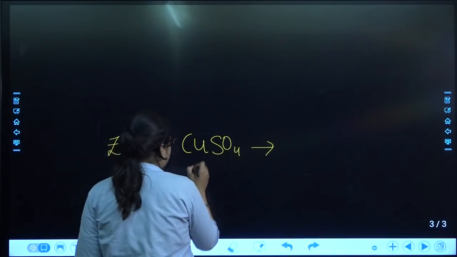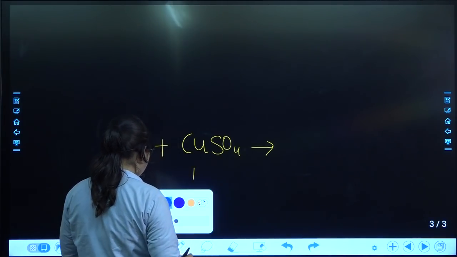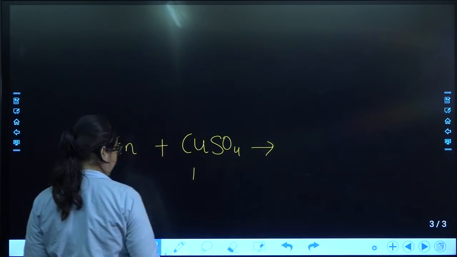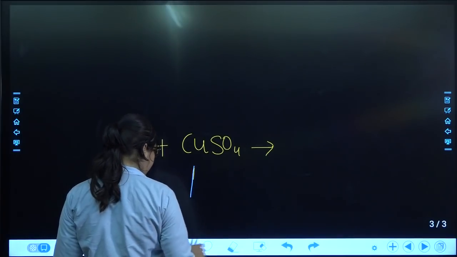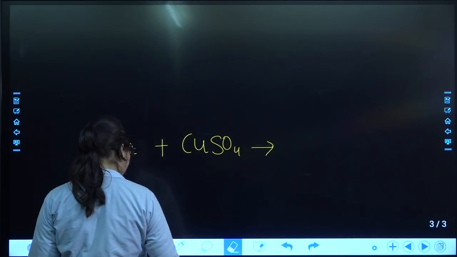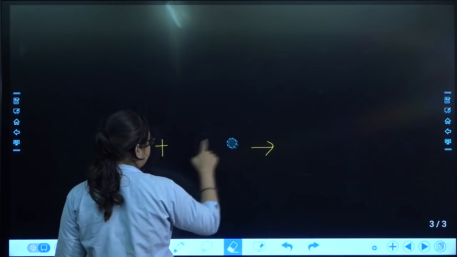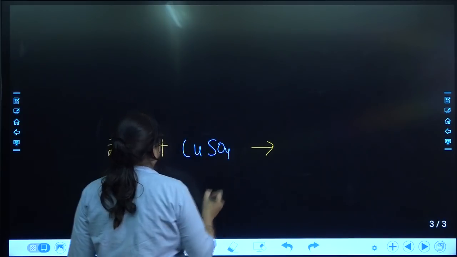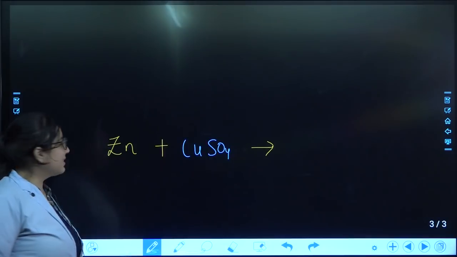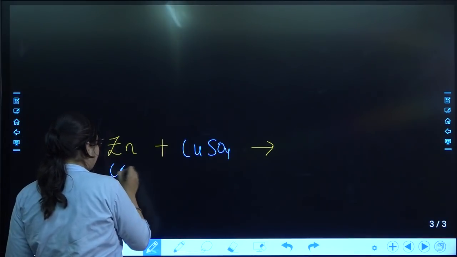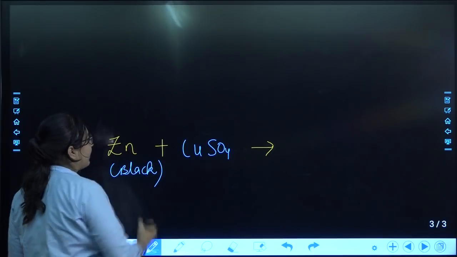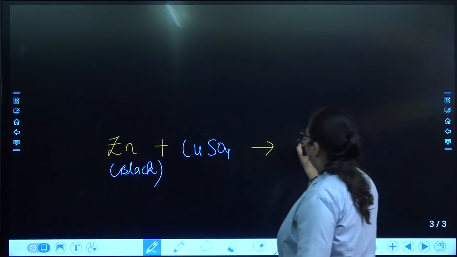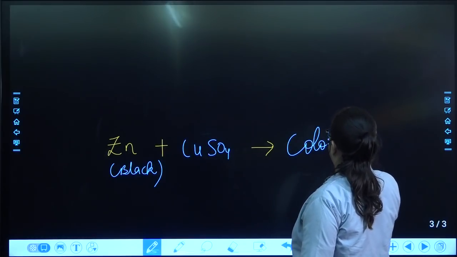Now what is the color of copper sulfate? Copper sulfate is blue in color. So you will remember also, zinc is not yellow in color, the zinc dust is black in color. So this black and blue colored solution, when they will be mixed, you will get a colorless solution.